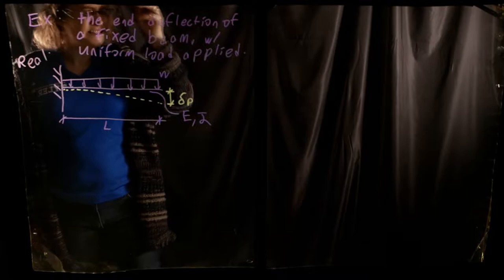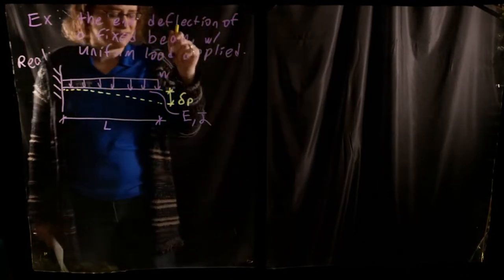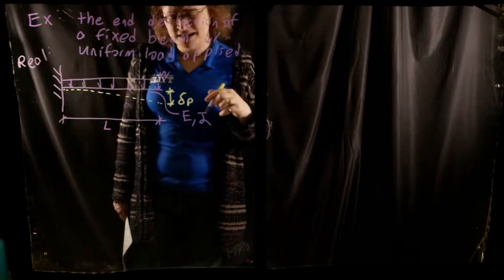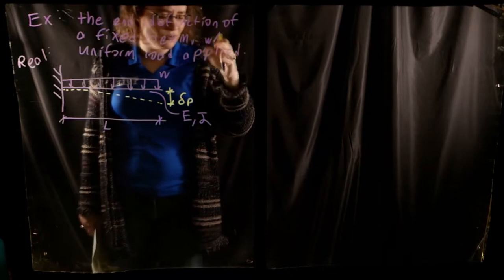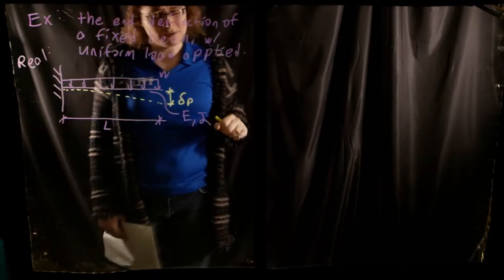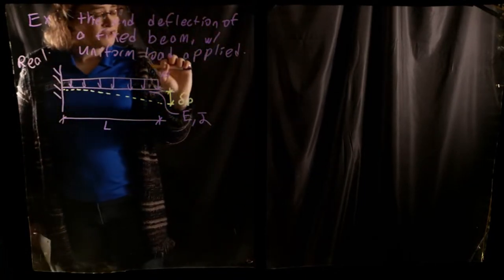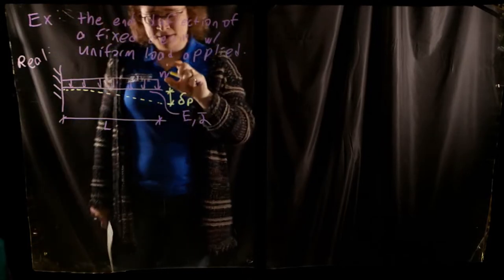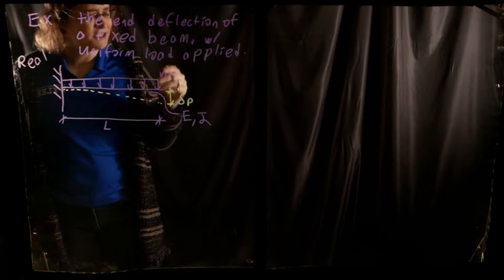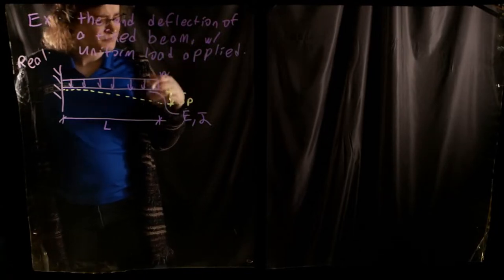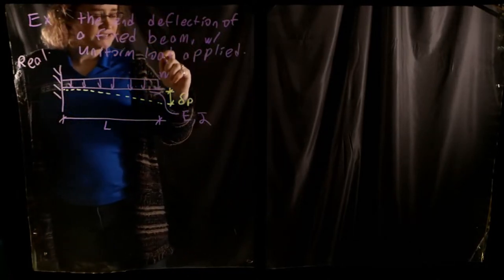Because I'm looking for a deflection, I'll apply a point load. Later on, we'll see that if we want a rotation, we'll apply a point couple, for example a one kip foot couple. We'll see how to do that at some point. But for now, I'm sticking with deflections, because I think they're a little bit easier to understand and get the basic concept across.